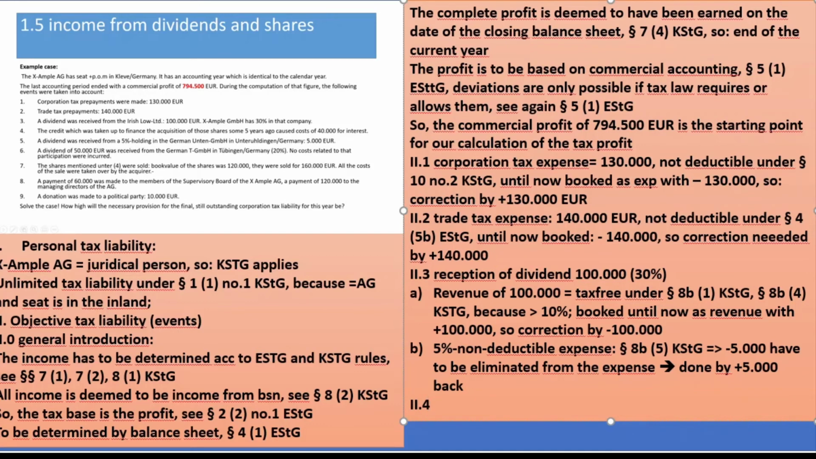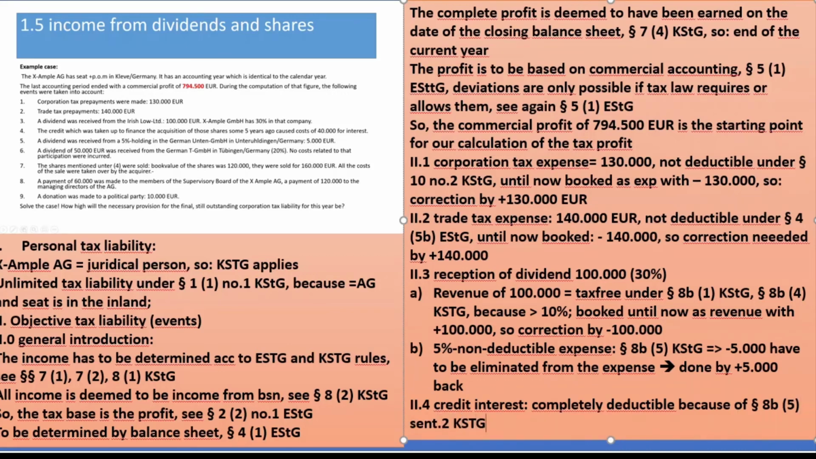Now 2.4, credit interest is completely deductible because of paragraph 8b5 sentence 2 KStG, which says the actual costs remain deductible in return or in exchange for that 5% rule, and they have been deducted under commercial law. So no adjustment needed. Okay.